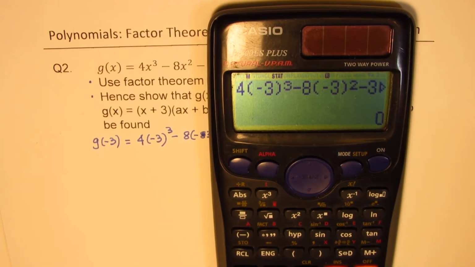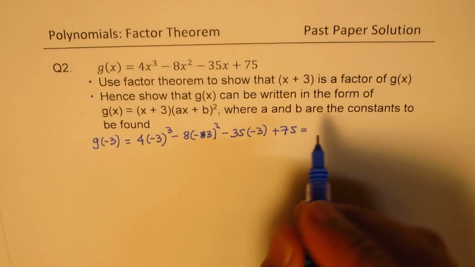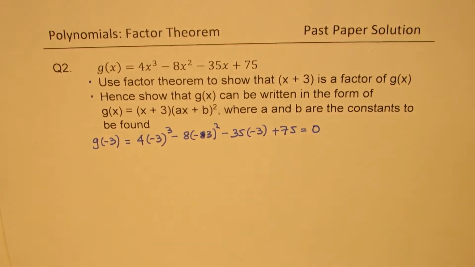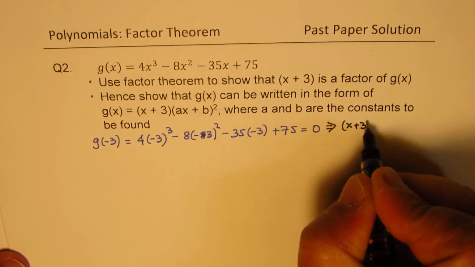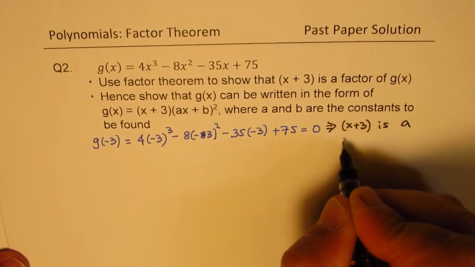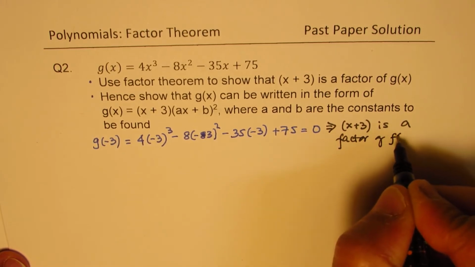So when you press equals, you do get 0, correct? So that means x plus 3 is a factor, correct? So that shows that x plus 3 is a factor. So that implies that x plus 3 is a factor of g of x.